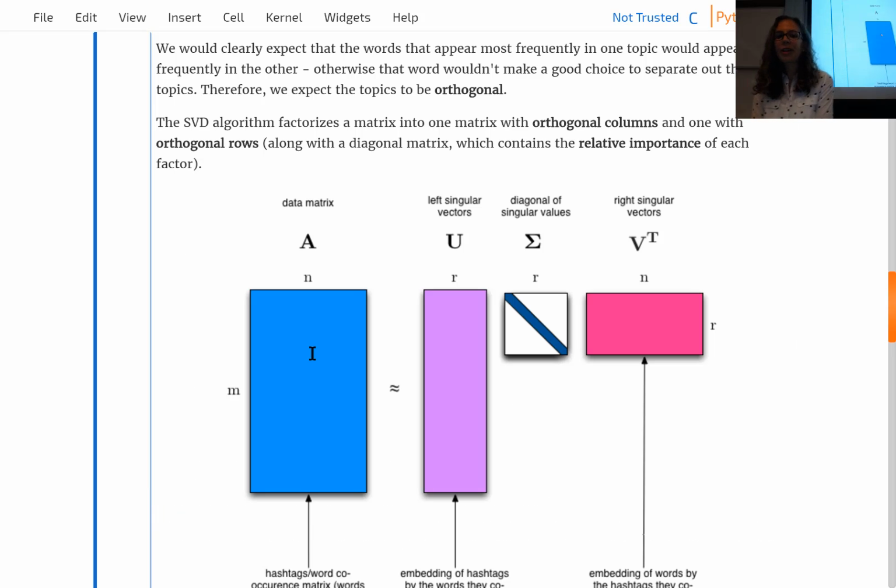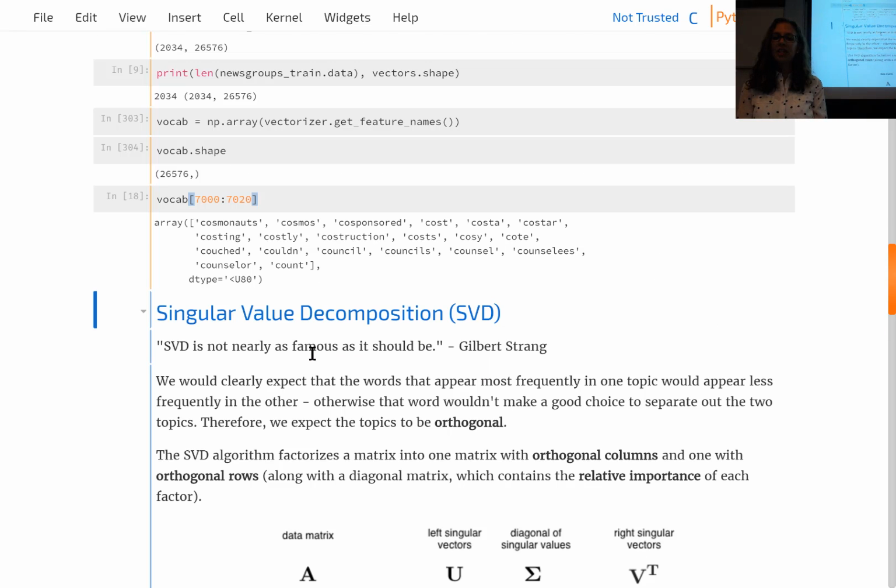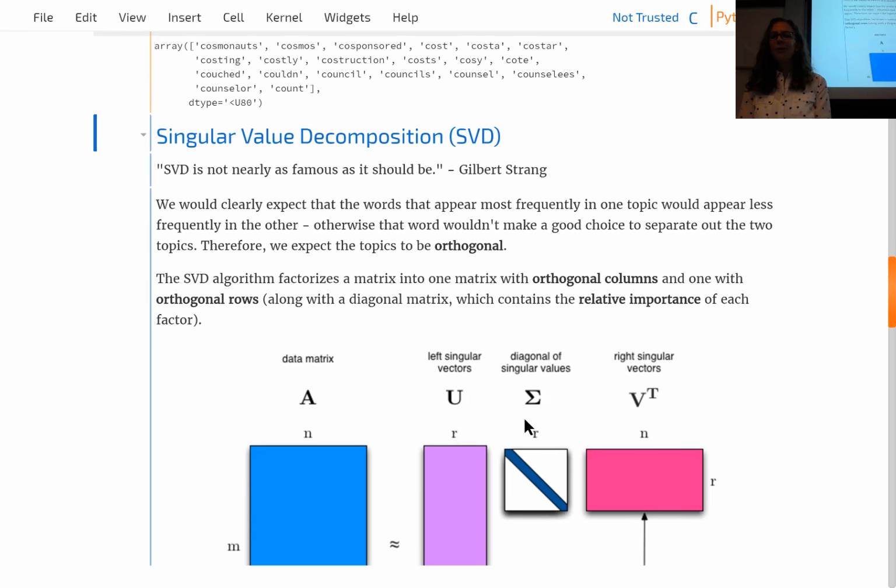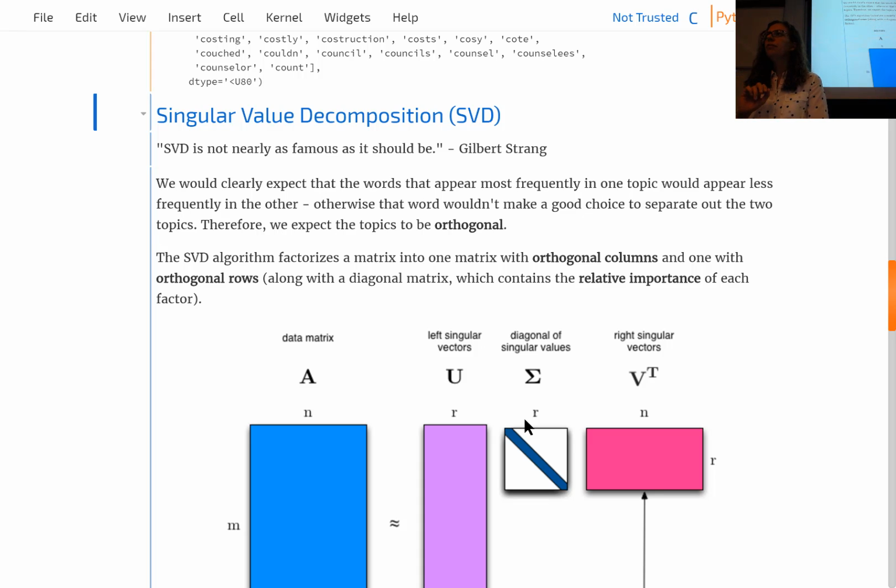Okay, so first up, we're going to use singular value decomposition. And actually, I'm curious, have you covered SVD in previous courses? What context did you see it in?